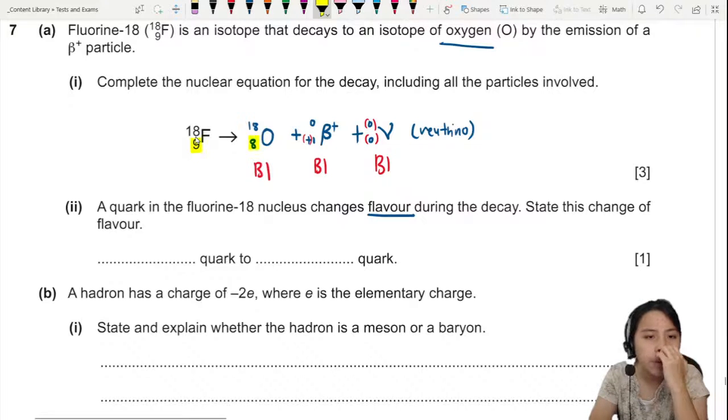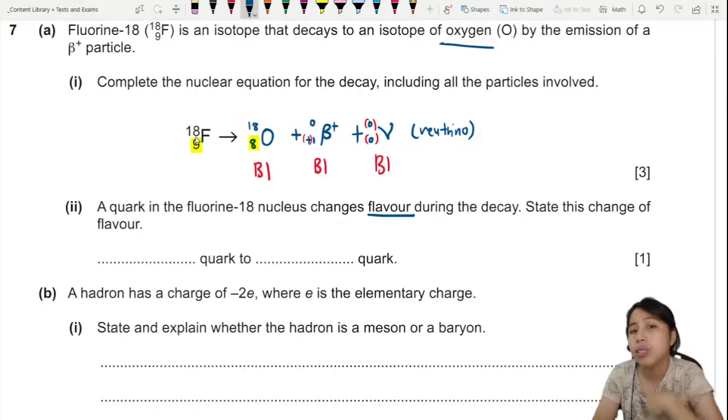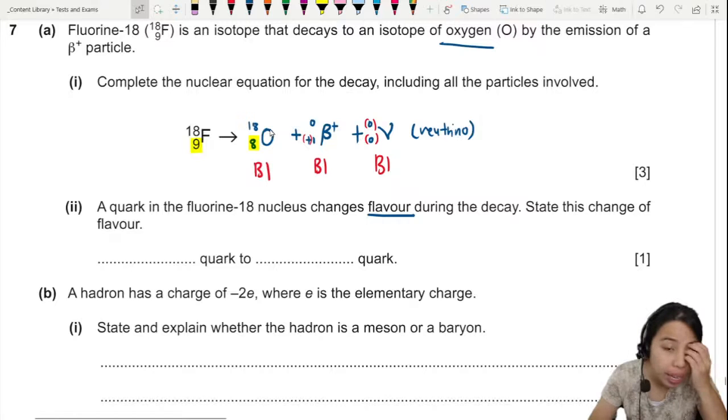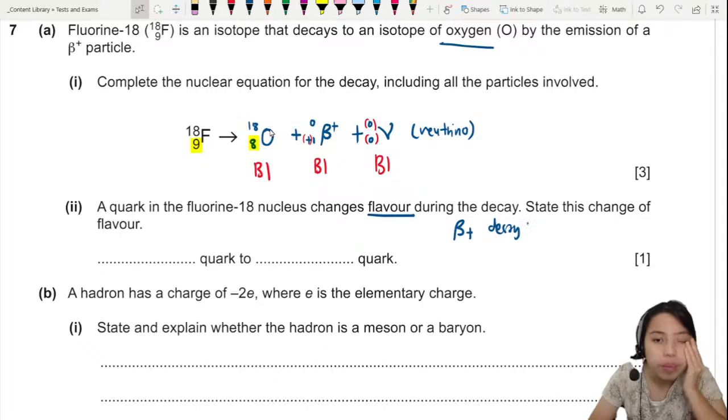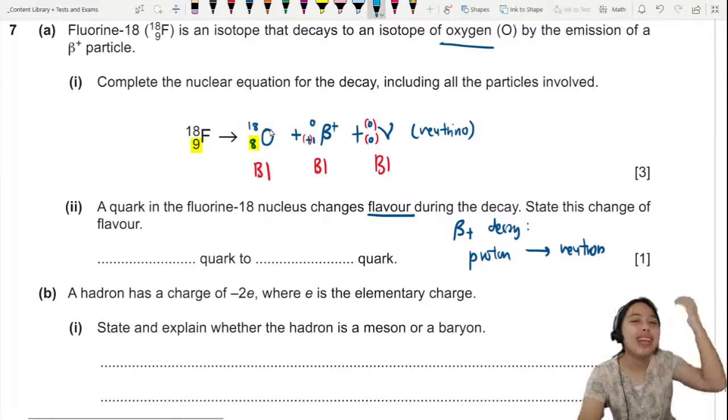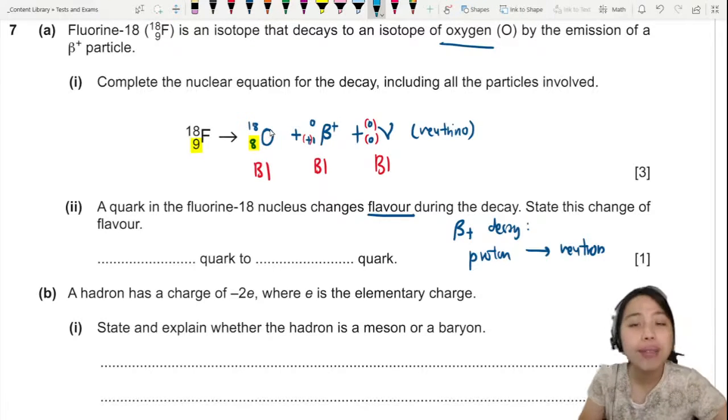It's the proton number. Somehow, the proton number has decreased by 1. But the nucleon number remains the same. So what you need to know is, during a beta plus decay, in the nucleus of fluorine, a proton actually transforms into a neutron because of a flavor change. The flavor here actually refers to the quark flavor.